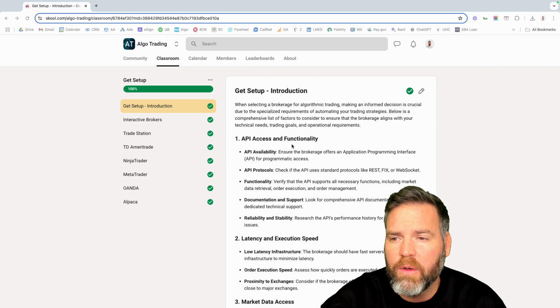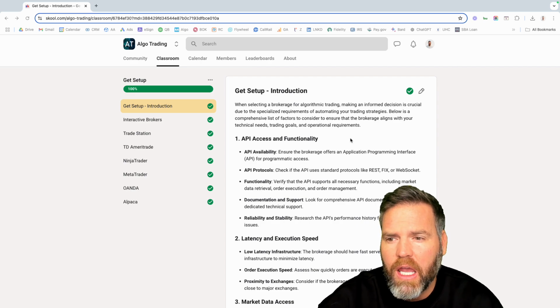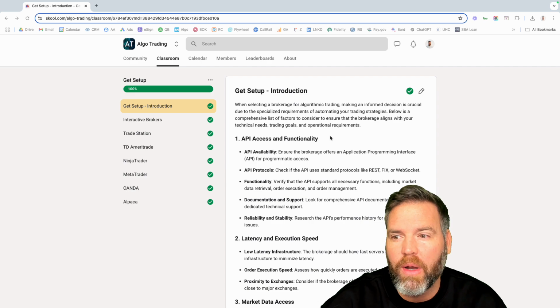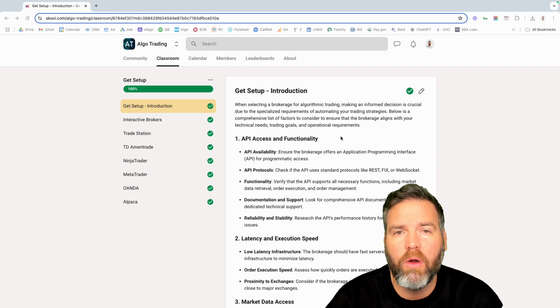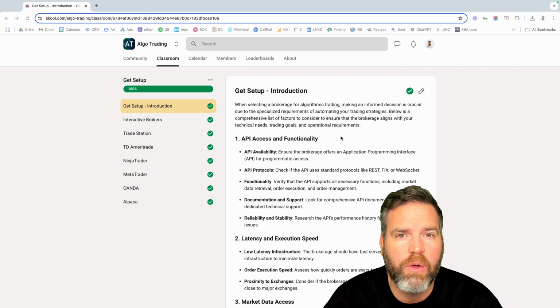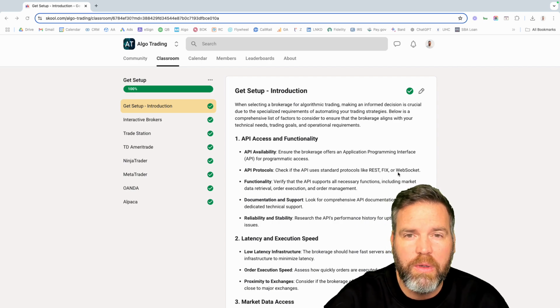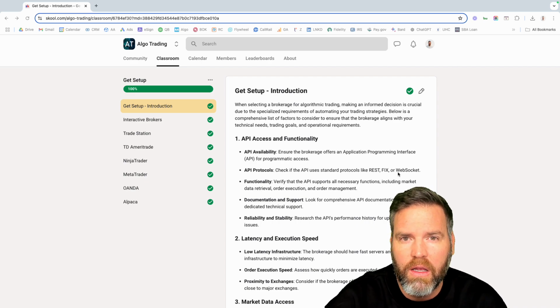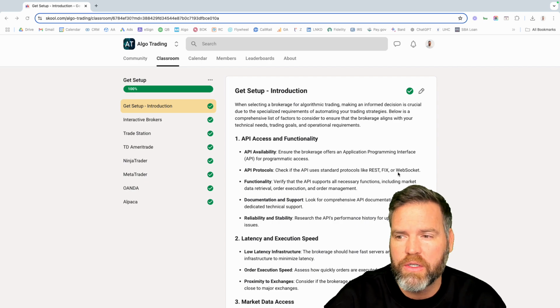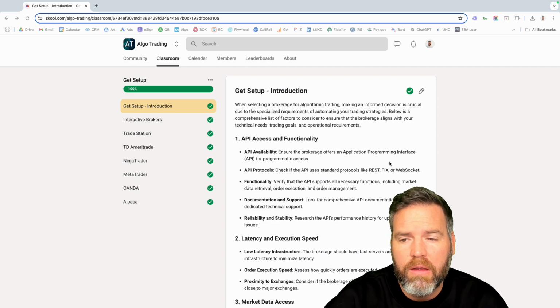The first thing we need to consider when choosing a brokerage is obviously API access and functionality. API availability ensures the brokerage offers an API interface for programming access, right? I personally use Interactive Brokers. They have an API, and my language of choice is Python. APIs have different protocols: REST, FIX, and WebSocket. FIX would be for institutional-level, high frequency traders that use algorithms. It's a very, very complicated infrastructure. REST and WebSocket are very common protocols for APIs.